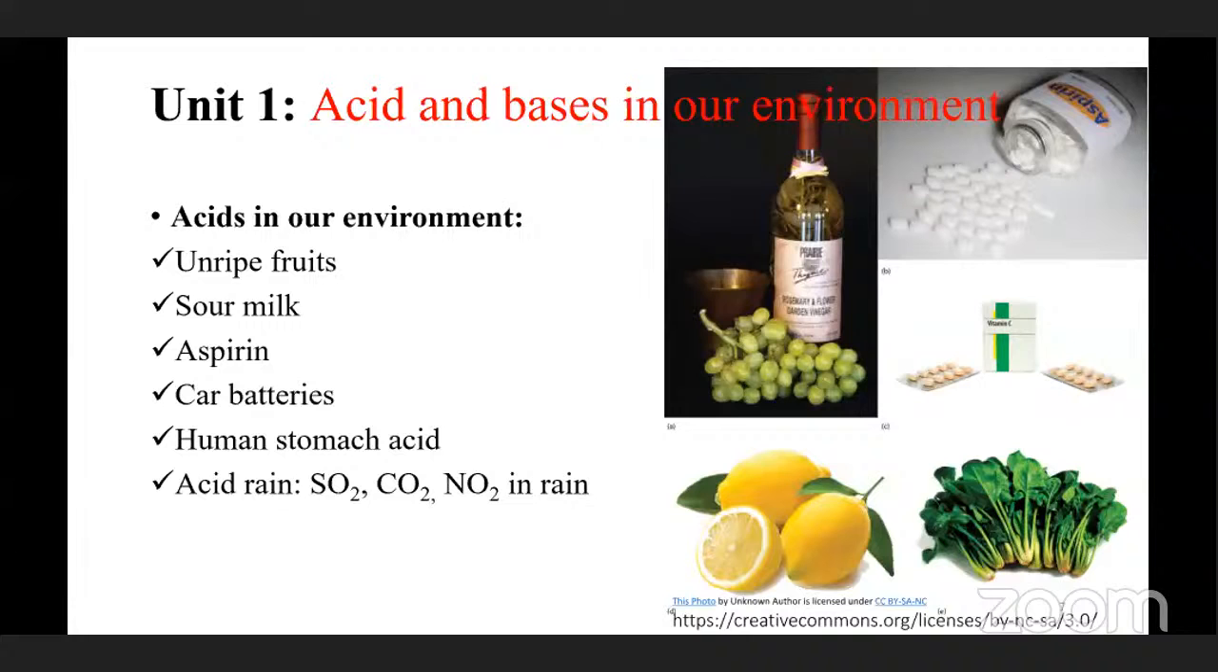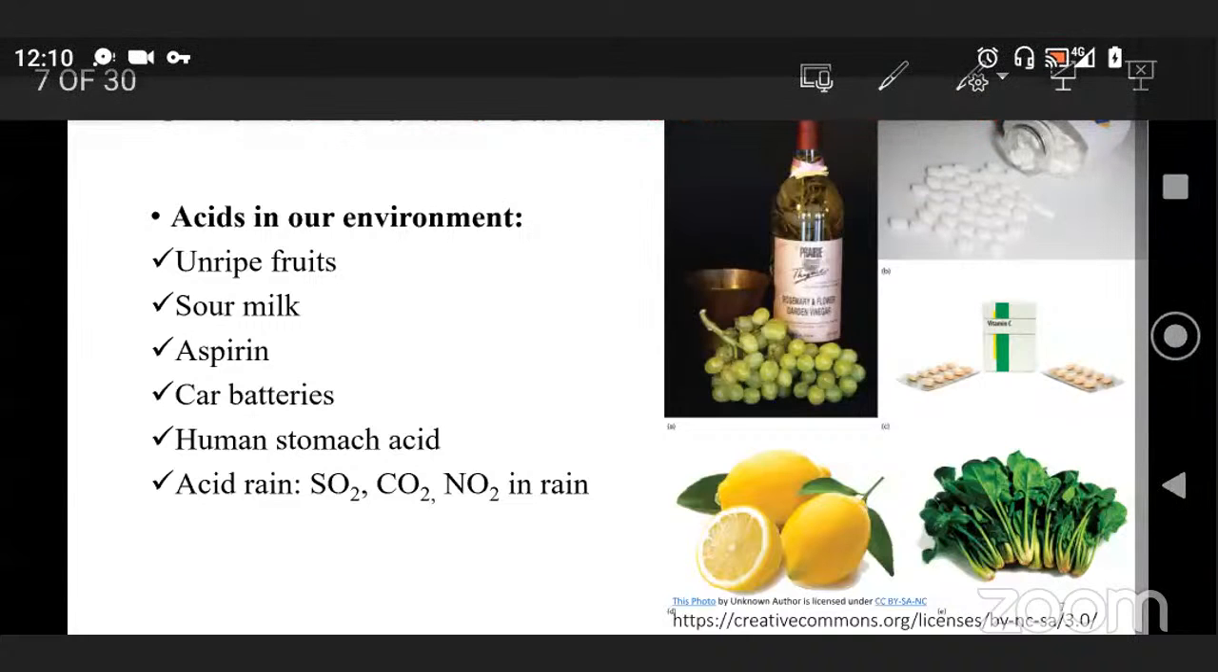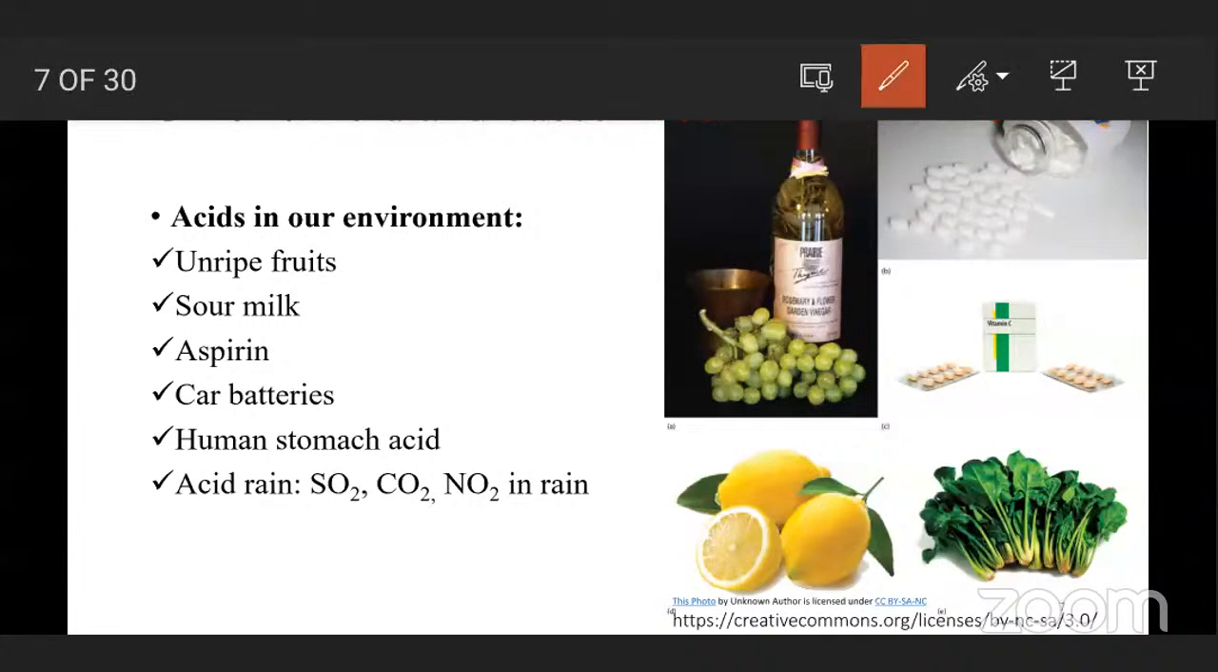You can see some pictures over here. You'll be able to see some pictures here where we have some fruits, maybe some vegetables, and even some medicine.